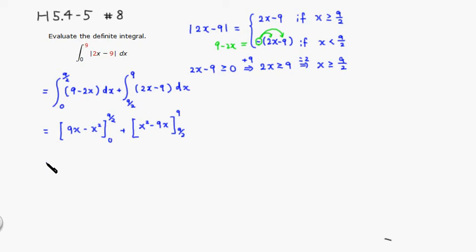So then we just have to do a little bit of number crunching. You have 9 times 9 halves minus 9 over 2 squared. Minus, if you plug in 0, it's all 0 anyway, so I'm not going to write anything down. So minus 0. And plus, plug in 9, so it's 81 minus 9 times 9, 81. Okay, it actually cancels out. Minus, we're going to plug in 9 halves squared, and maybe I should put the bracket here, and then minus 9 times 9/2.